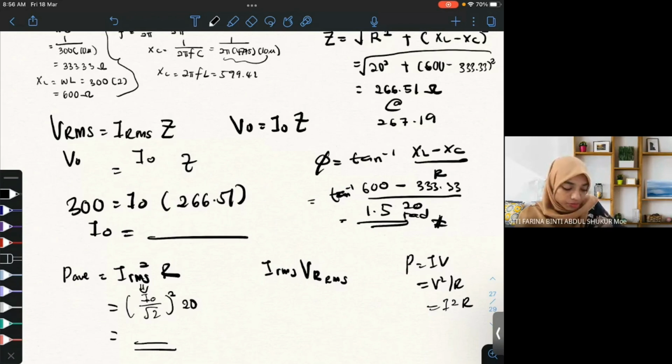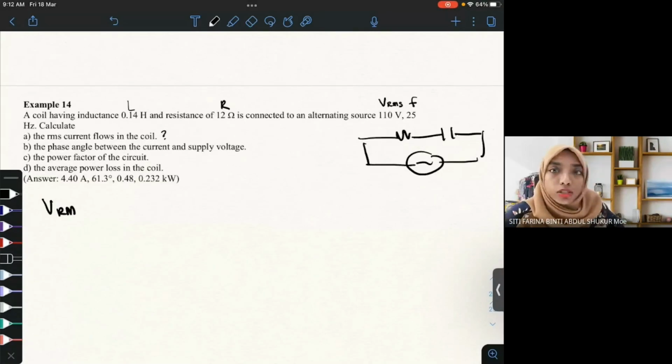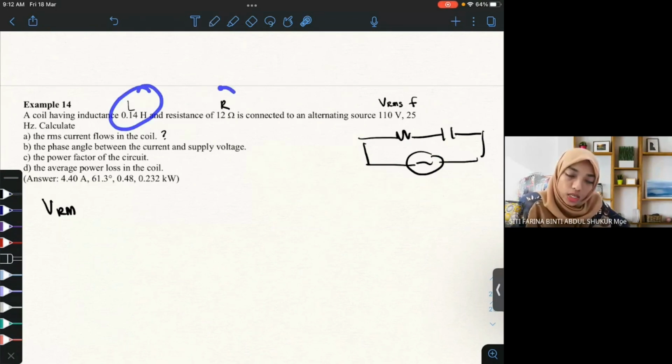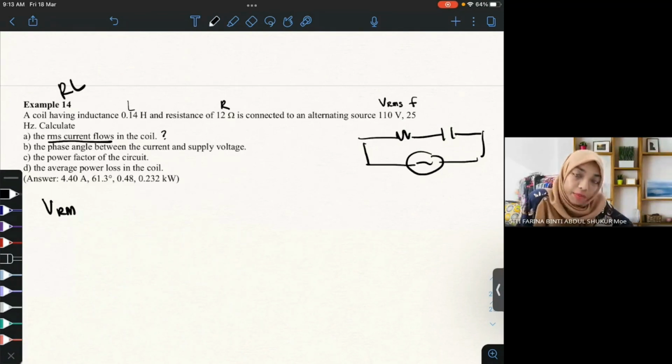Okay? A coil having inductance of 0.4 Henry and resistance 12 ohm is connected to an alternating source of 110 V, 25 Hz. So we have the value of inductance and also resistance, where it is connected across a VRMS that has a frequency of 25 Hz. So our circuit is an RL circuit only. This is an RL type circuit. And the question asks for the RMS current.